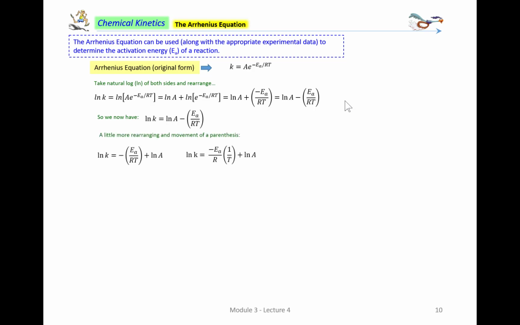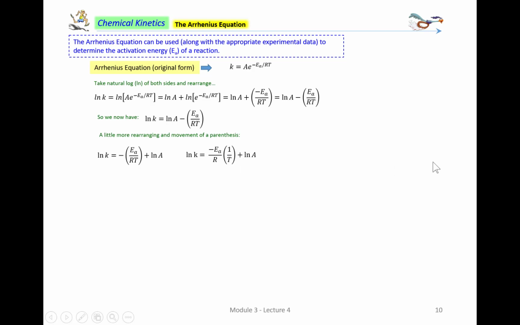We can do a little more rearranging by taking this ln of A term and putting it on the other side, and then just moving some parentheses. So this equation right here is equivalent to this one here. We have ln of k equals minus Ea over R times 1 over T plus ln of A.